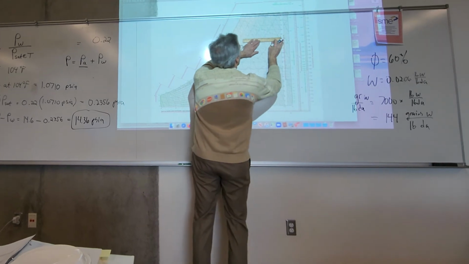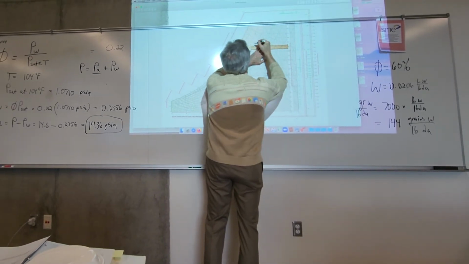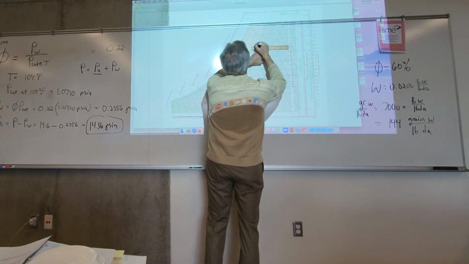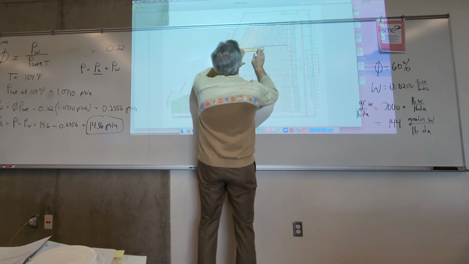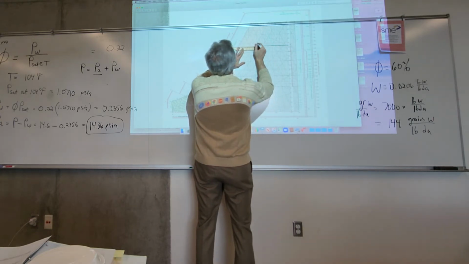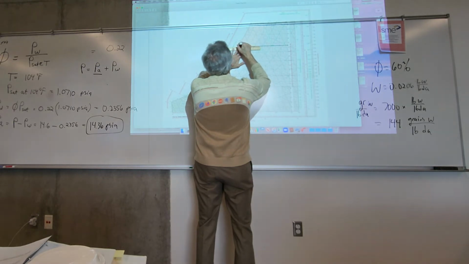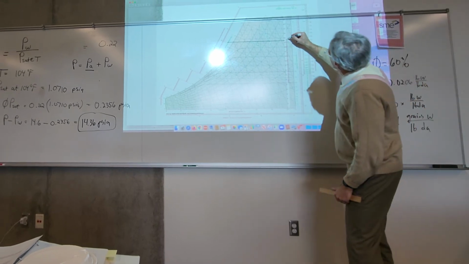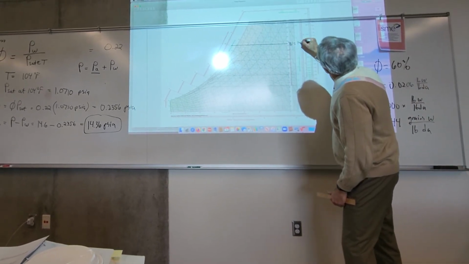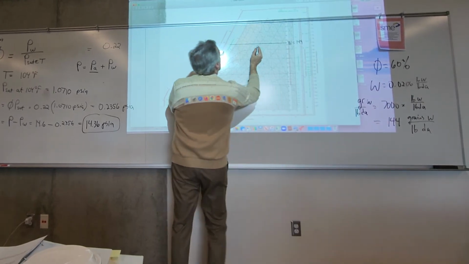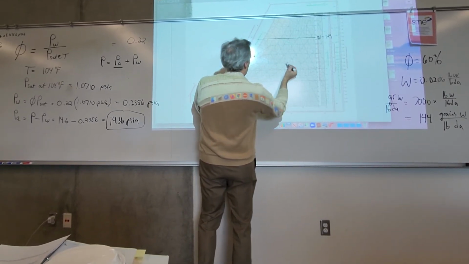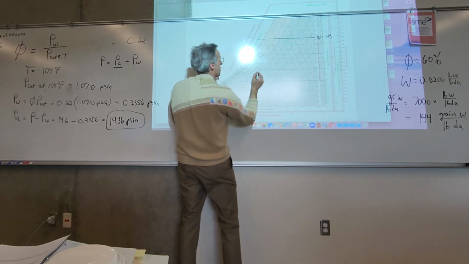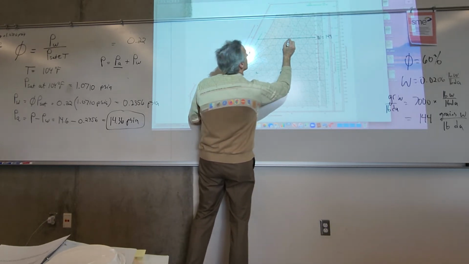So make a straight line. I need a longer straight edge. It's right along that line there. So that's 144. And I want to go all the way over to 60%. Here it is. Here's the 60% line. And bingo, it's right there.